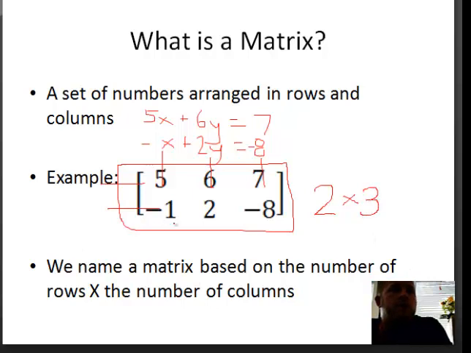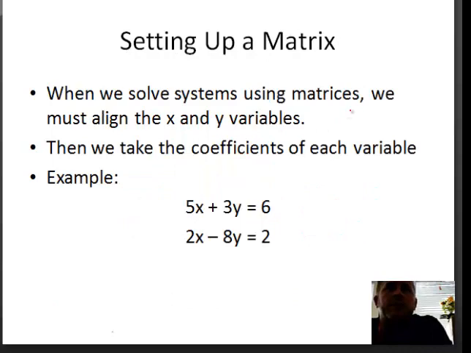Okay, so once you move on, we'll go into this next thing and I'll show you how to set it up. When we solve a system using matrices, we must align the x and y variables. So you see the x's above each other, y's above each other, and then the answers above each other. Once you do that, you can take those coefficients out and create your own matrix, which we're doing here. Okay, that would be the matrix that you would make out of those two equations.